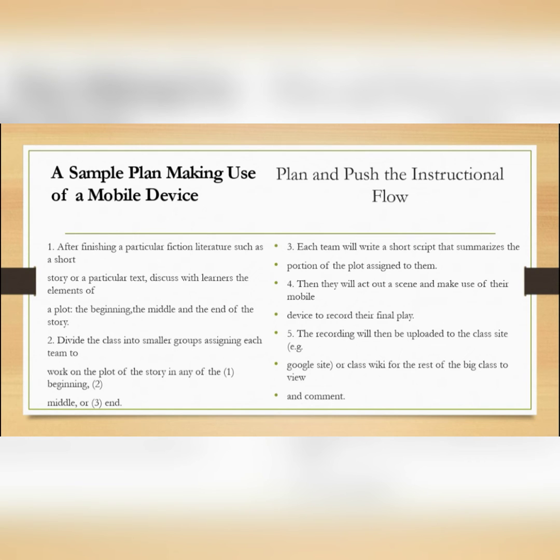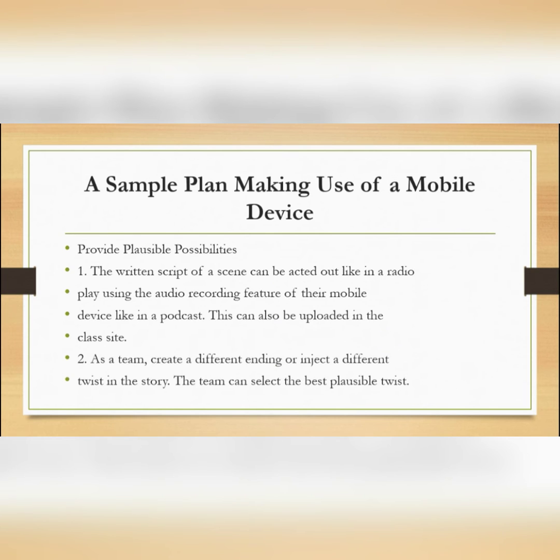Third, each team will write a short script that summarizes the portion of the plot assigned to them. Fourth, then they will act out a scene and make use of their mobile devices to record their play. Fifth, the recording will then be uploaded to the class site, for example the Google site or class wiki.